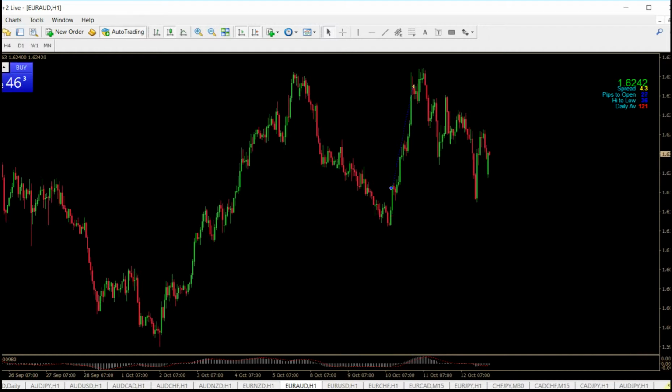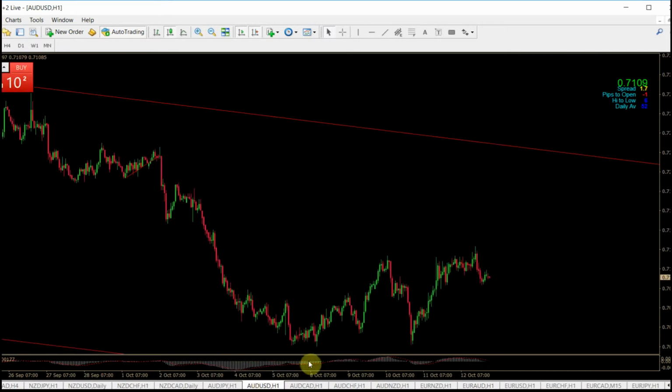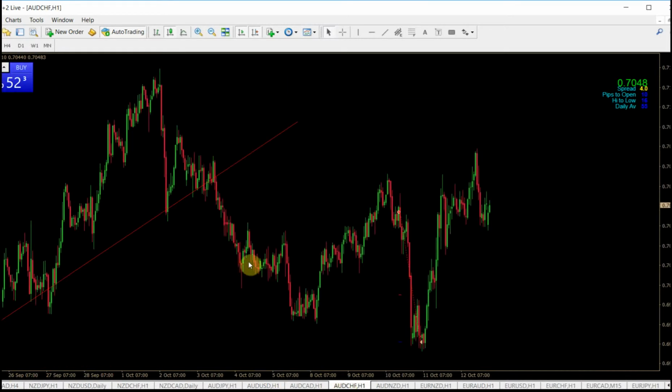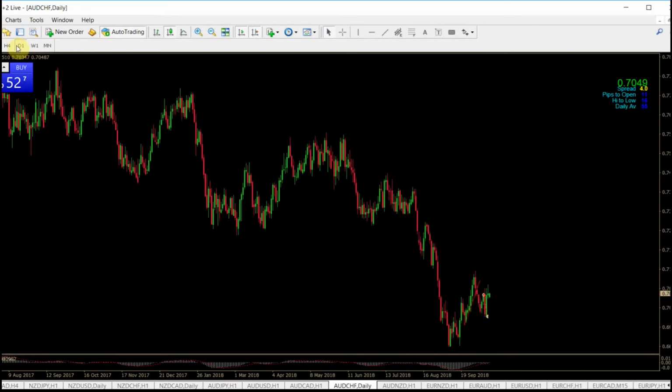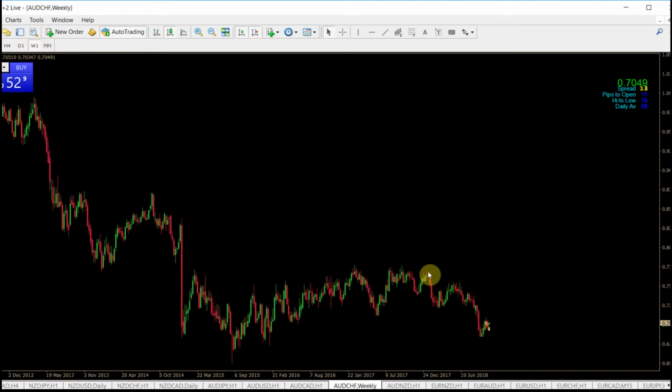Okay, so two other ones just to show you. Aussie dollar, no. Aussie Swiss, okay. So here's Aussie Swiss. You can see the trade short here. And again, this would help to confirm the Euro Aussie long, because if you look at the Aussie Swiss, we've been in a clear downtrend here.